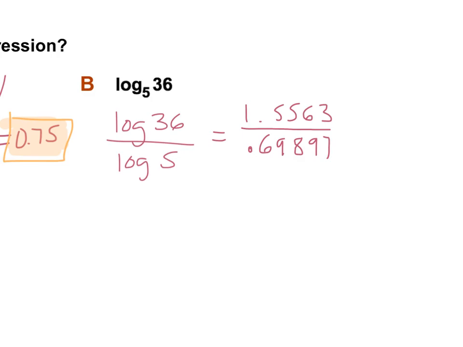Okay, so when we do 1.5563 divided by 0.69897, we get 2.23.